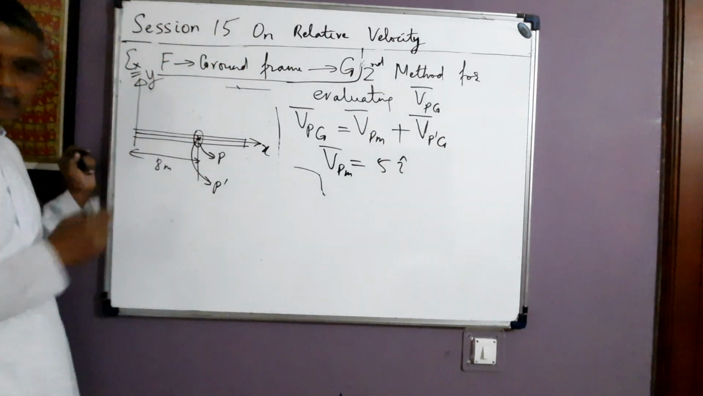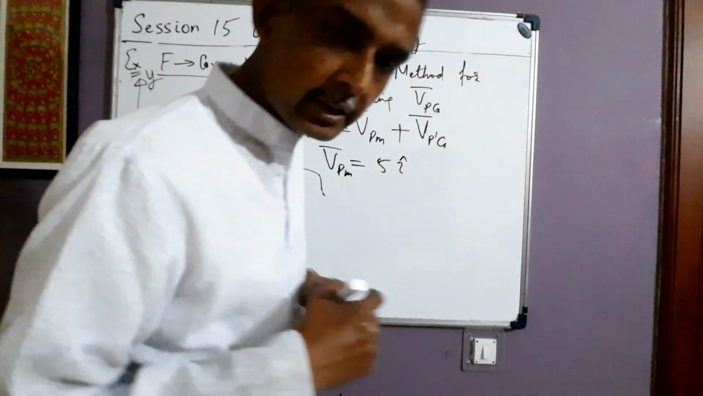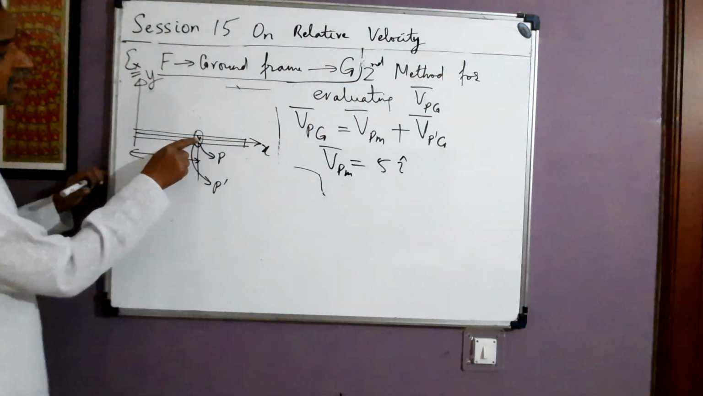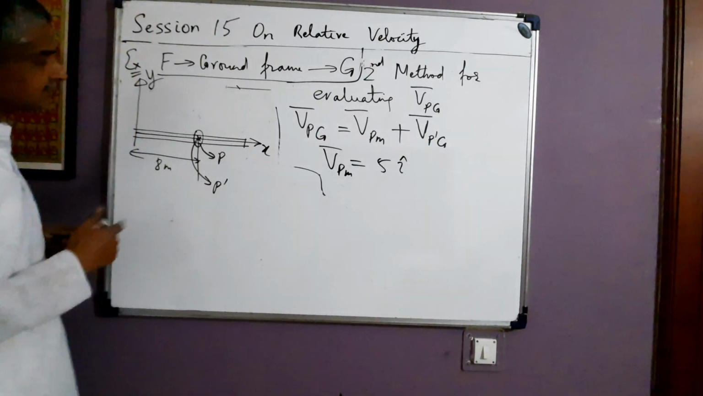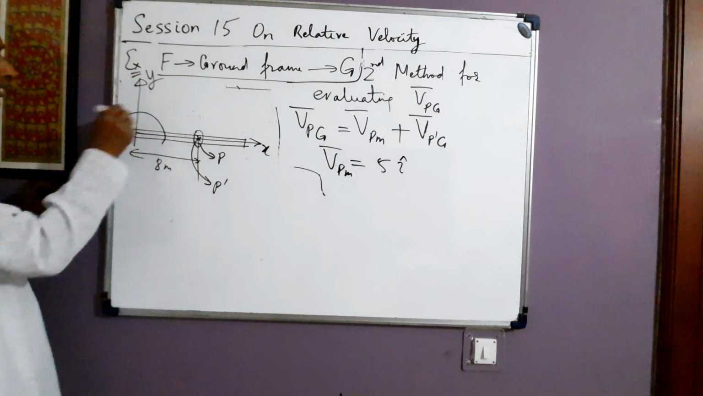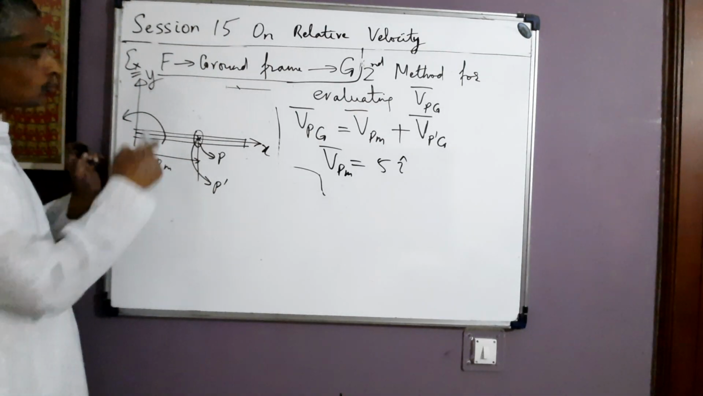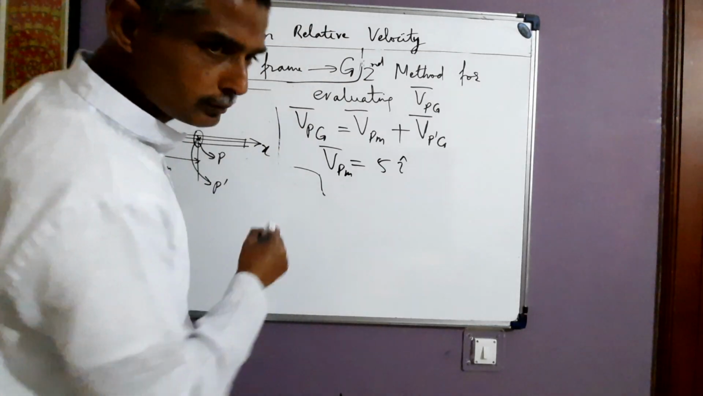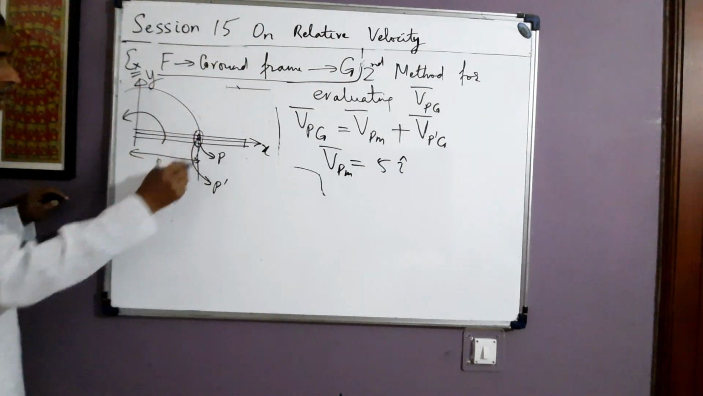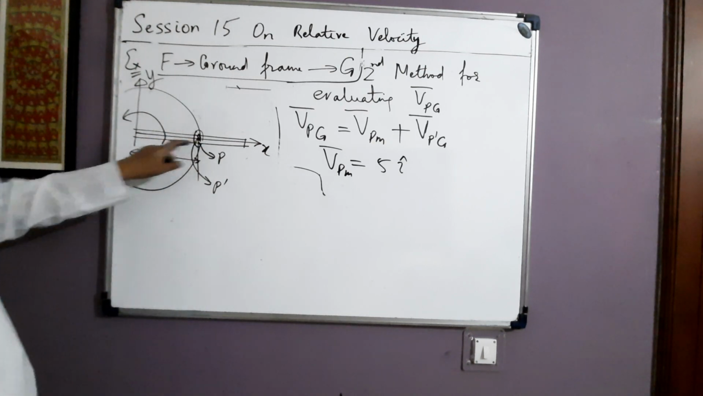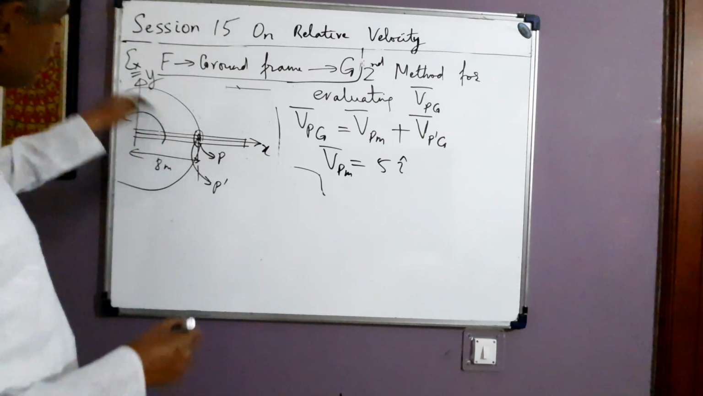VP dash G is nothing but the velocity of P dash with respect to ground. Now the rod rotates with its left end fixed at origin. So as seen from the ground frame, P dash will move in a circular motion whose radius is equal to 8 meter and whose omega is 4 radian per second anti-clockwise. If you draw the trajectory of P dash, it moves in a circle.